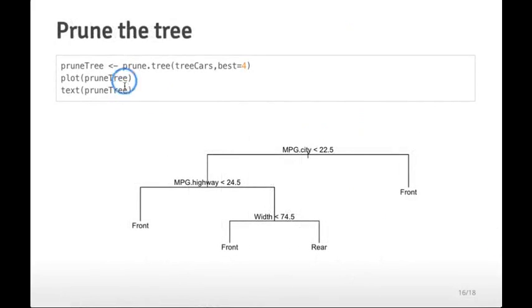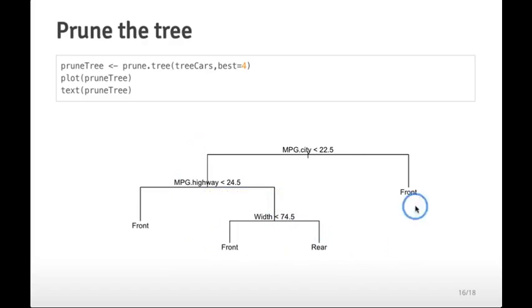So what I can do is apply this prune tree function. I'm going to say, give me the best tree that has exactly 4 terminal leaves or terminal nodes in the tree. I take the original tree that I fit that had a large number of splits in it, and I tell it to give me the best 4-split tree. What I can see here is it just gives me a smaller subset of splits. In this case, it gives me these 3 splits on miles per gallon city, miles per gallon highway, and then on the width of the car to tell me whether it's front or rear wheel drive.